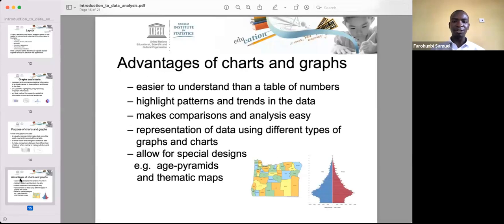The advantages of charts and graphs. It is easier to understand than a table of numbers. Pictorially, you are able to see what happened. If you remember very well in the last class, we used a particular chart, using Google Trends to see which of the brands or businesses are highly demanded or highly searched for online. And we were comparing affiliate marketing, digital marketing, and fashion.